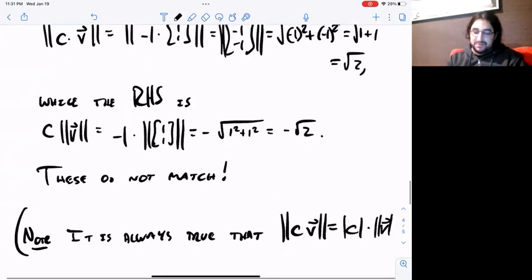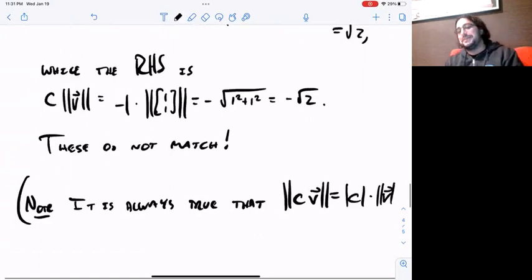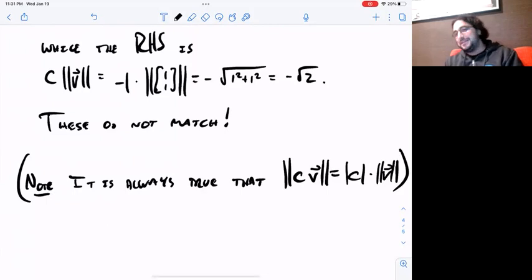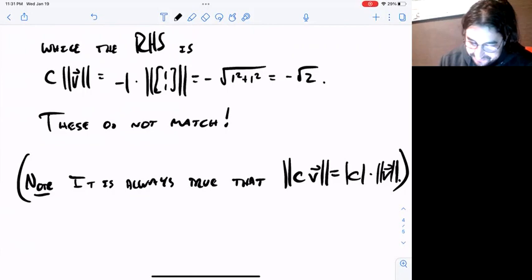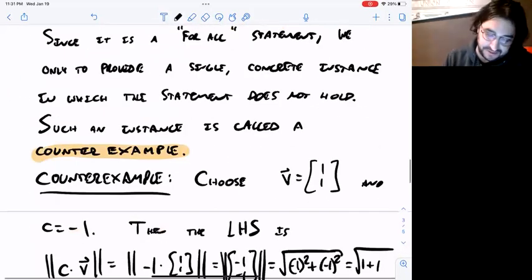So you can't actually pull constants out of vector magnitudes. You just have to remember to take an absolute value when you do, right? So it was nearly true, but still, in the form that I stated it, that was not a true statement, right? And we came up with a counterexample.